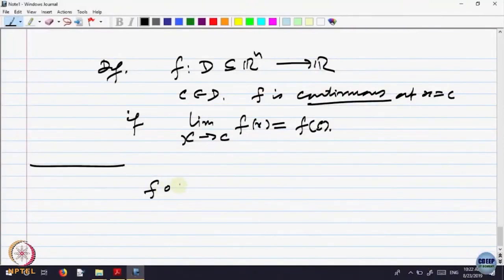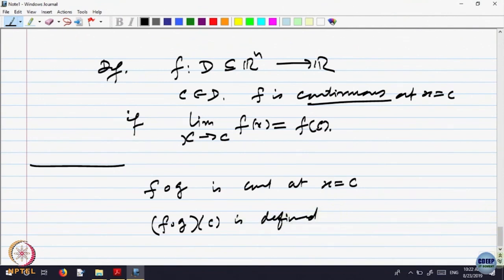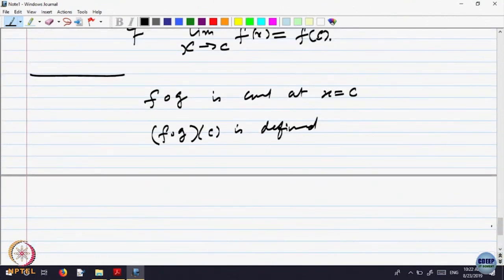Yes? Let me just indicate. Supposing f is a function and g is another function, and f composite g is defined on some domain, right? I want to say that it is continuous at x is equal to c. So f composite g at c is defined. That is the assumption, right? For composition of functions, it is not always that f composite g is defined. Whenever the range of g is in the domain of f, it will be defined, right?